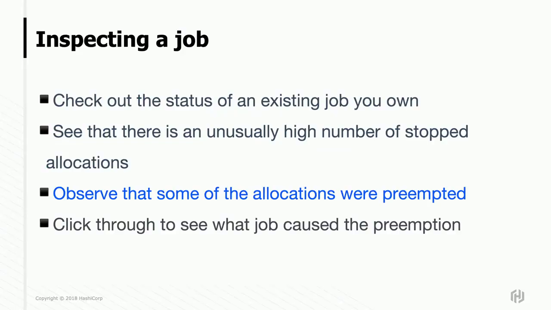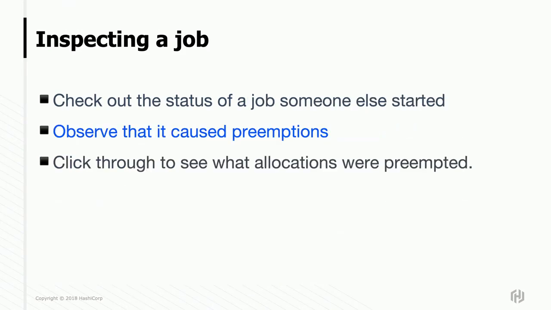So another workflow that we have is inspecting a job. So say you started that batch job, you went to lunch, and you've come back, and now you want to see what's up. And you said there's kind of an unusually high number of stopped allocations for this. Well, now you can observe that some of the allocations were preempted, and that kind of explains what was weird. And you can also click through to see what job caused the preemption.